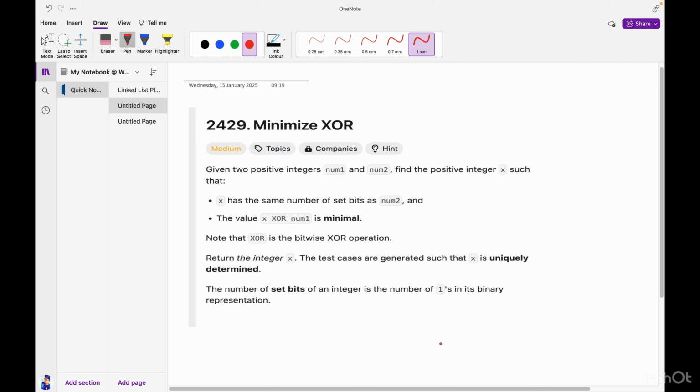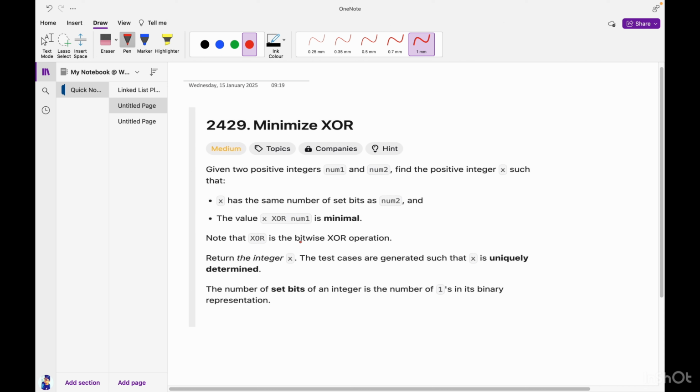So here we are meeting again on a medium tag question. The question is Minimize XOR. We are given two positive integers num1 and num2. Find the positive integer x such that x has the same number of set bits as num2, meaning the same number of ones in its binary form as num2, and the value of x XOR num1 is minimal. Means if we XOR it with num1, we get the minimum answer.